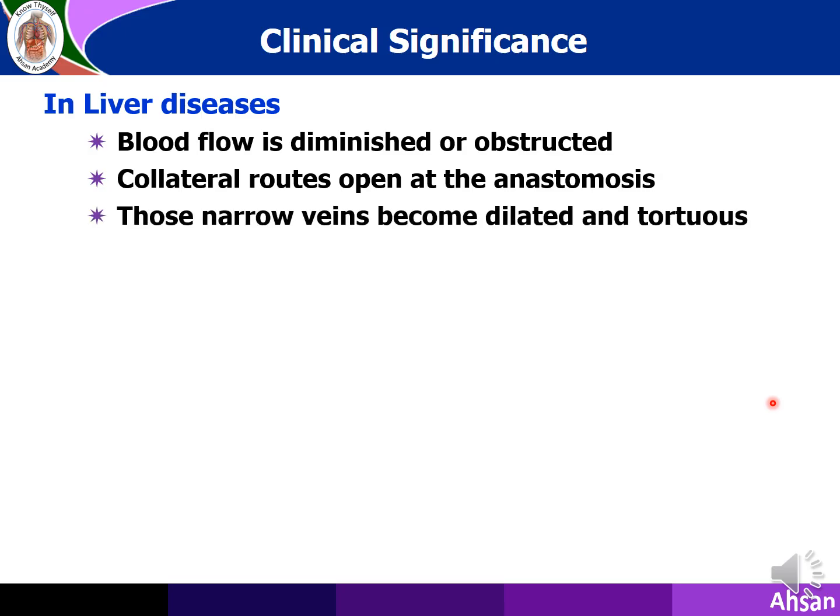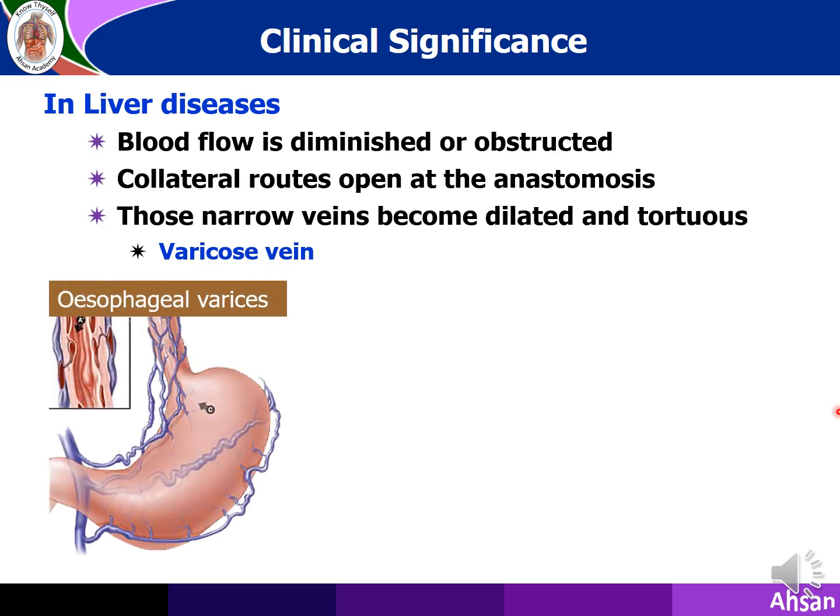Now you see the veins of those areas are very narrow, so there will be dilatation of the veins, as well as the veins will be tortuous. So this is known as varicose vein. So the esophagus, wall of the anal canal, and umbilicus will have some varicose veins that are dilated and tortuous. Around the esophagus, we have already discussed the anastomosis area here. So the blood will flow back, producing some dilatation and tortuosity of the veins. This is called esophageal varices.